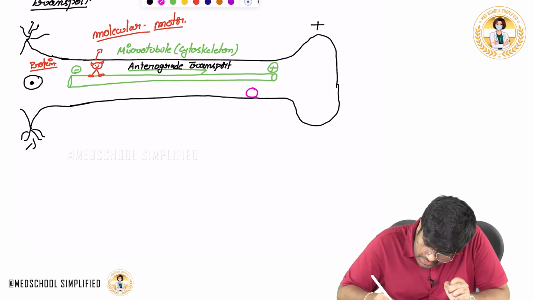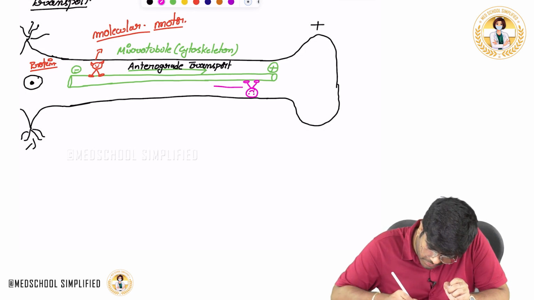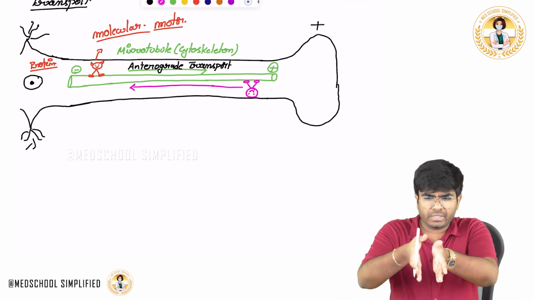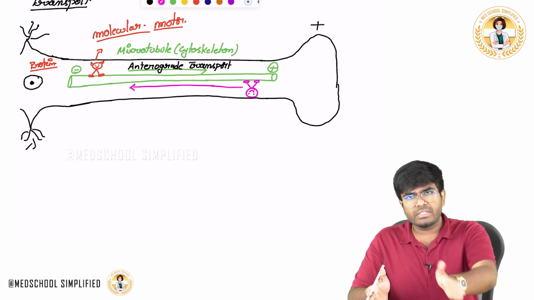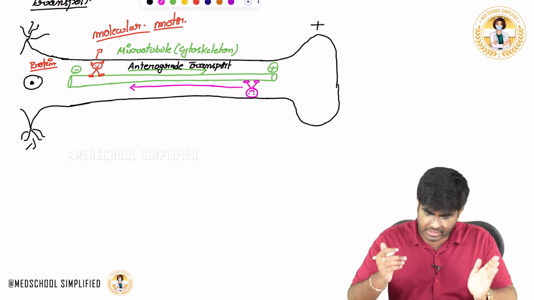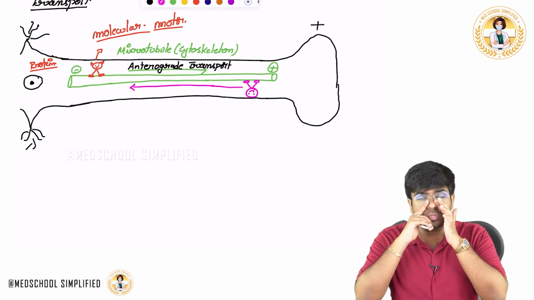What is he doing? He is moving the substances in the opposite direction. On a highway, in the middle there is a divider. There are cars moving in this direction, and there are also cars moving in the opposite direction. Two-way transport, right? The same way, on this microtubule, there are two fellows present.